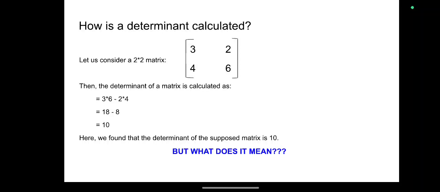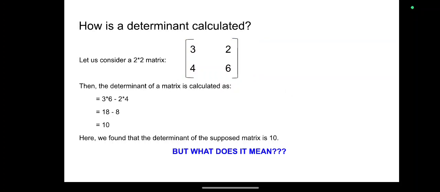In this presentation, I hope you're all familiar with basic matrix operations such as calculating the determinant and matrix multiplication. So for a small revision, we can see here we are considering a small 2 by 2 matrix with these elements 3, 2, 4, and 6.